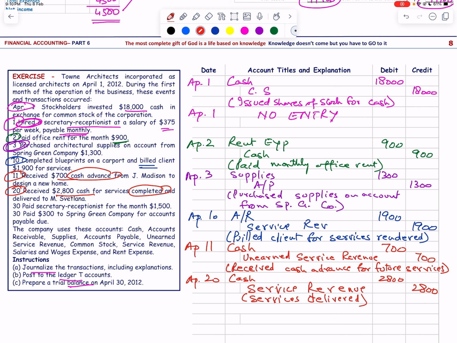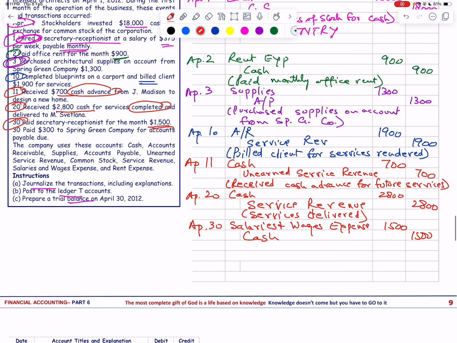Okay. Then we go to April 30. Paid secretary receptionist for the month 1,500. We are paying salaries. So salaries and wages, and these are expense, debit by 1,500 and cash is credit by 1,500. Paid monthly salary.